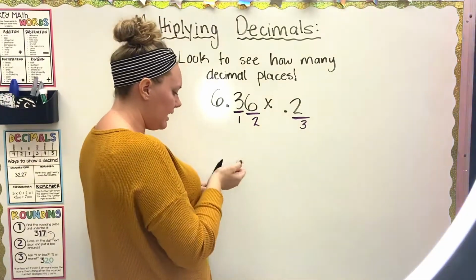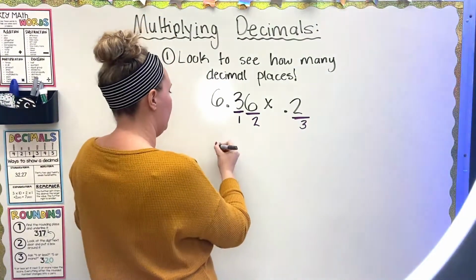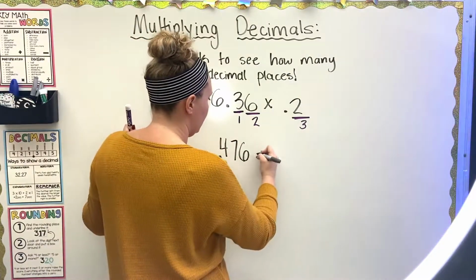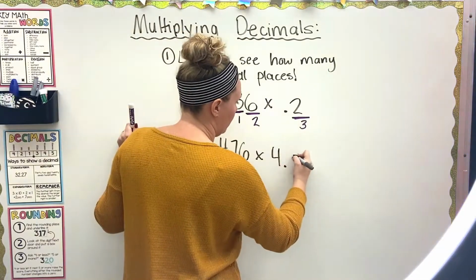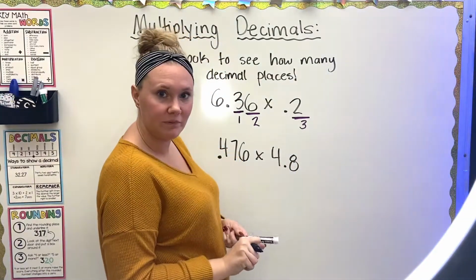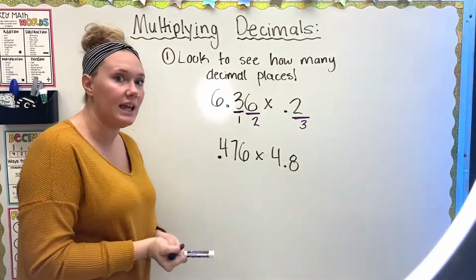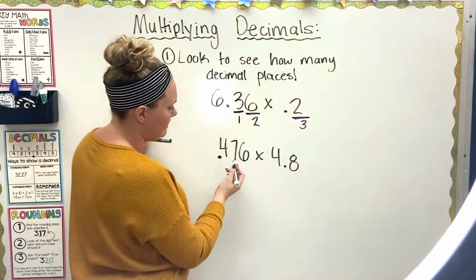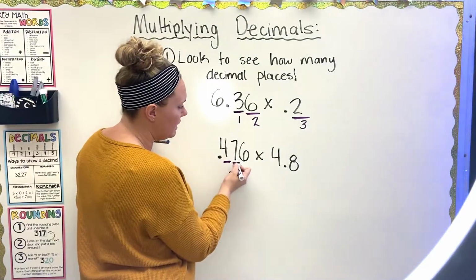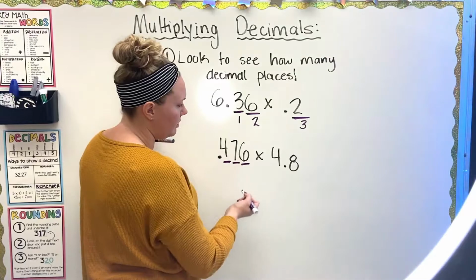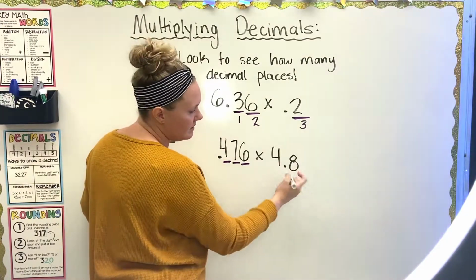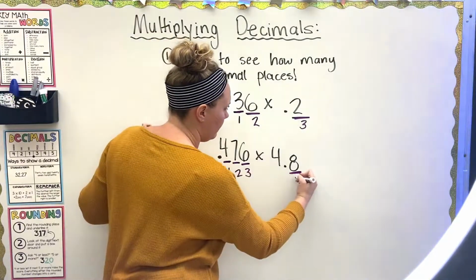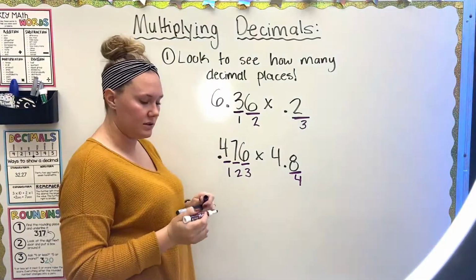Or let's say if I had a problem that was, I don't know, 476 hundredths times 4.8/10. Well, the first step that I need to do is look to see how many decimal places. So here, find my decimal, and I always look behind it. So there's 1 decimal place, 2 decimal places, 3 decimal places. Here's another decimal and another decimal place. So here's 1, 2, 3, 4 decimal places total.